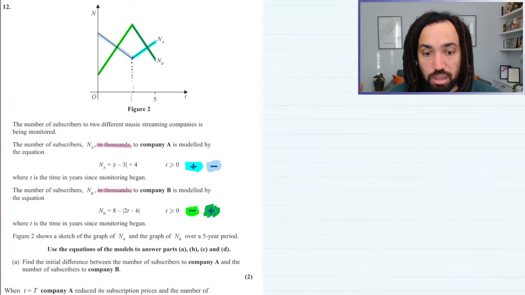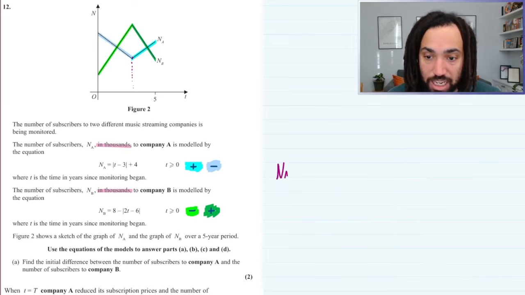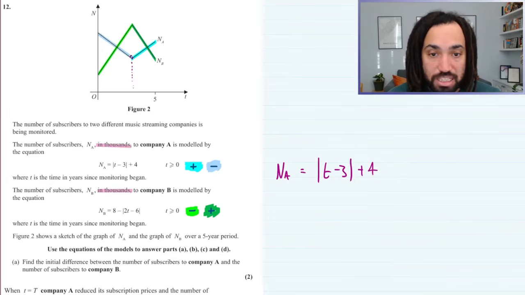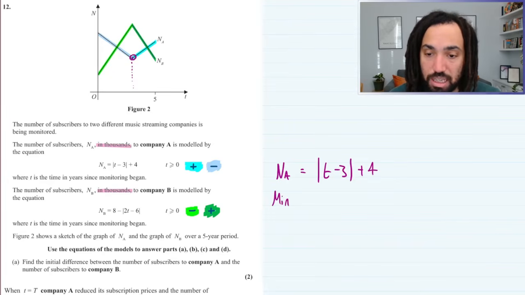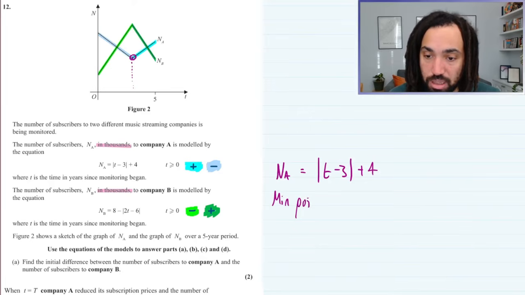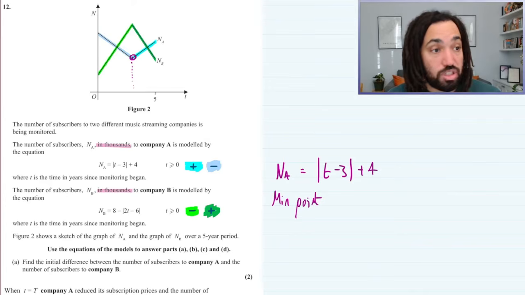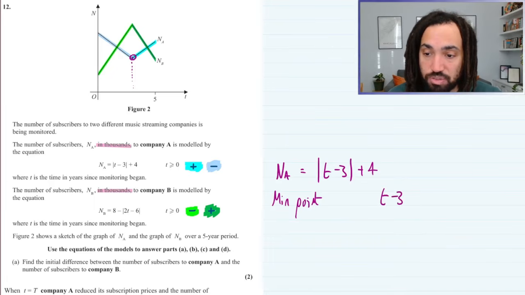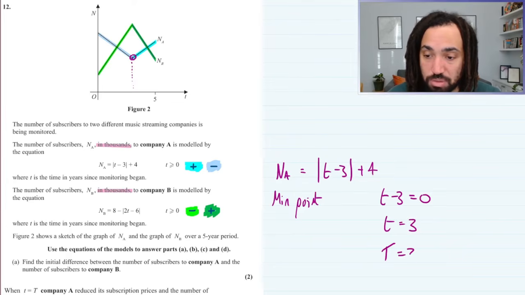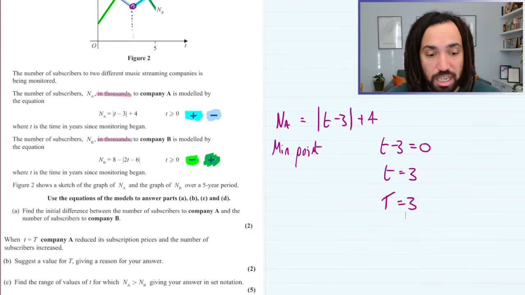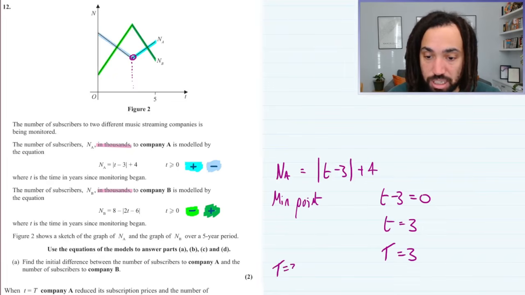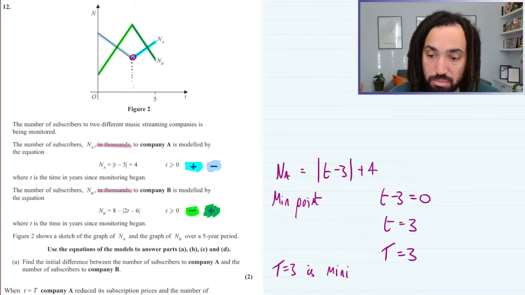Well, if we look at the formula for NA, it's the modulus of t minus 3, plus 4. That point here is the minimum point. So if we want to make the minimum point, then we're going to want to make this modulus part as small as possible. Now remember, it can only be positive, so the smallest it can possibly be is 0. So we want t minus 3 to equal 0, which means t equals 3. So capital T is equal to 3. It does say give a reason for your answer, and you can just say that this is the minimum point. So t equals 3 is the lowest point, the minimum point.